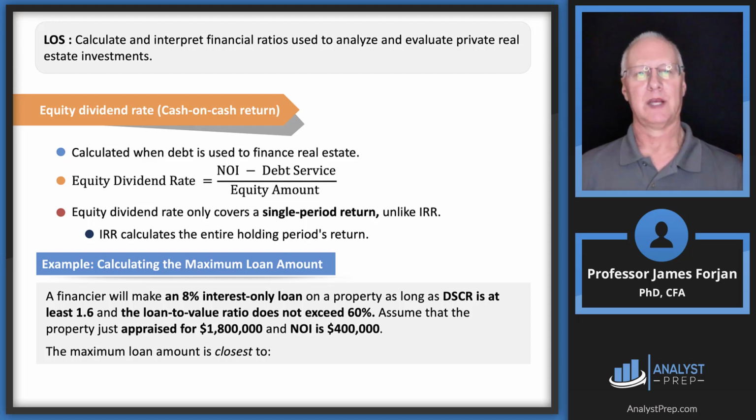Now, how about if we extend that conversation to analyze and evaluate some of these real estate investments? All right, so what we're going to do, this equity dividend rate, the reading also refers to it as cash on cash return. What we're going to do is calculate this when debt is used to finance real estate, of course. So the equity dividend rate is equal to the net operating income minus that debt service divided by the equity amount. Now, this is only a 1 year holding period return.